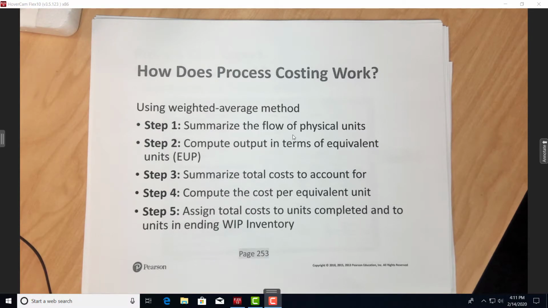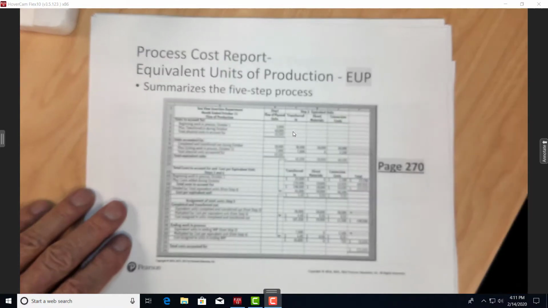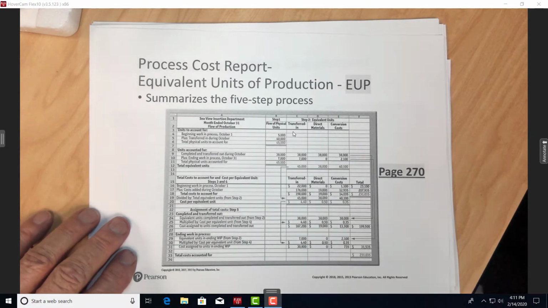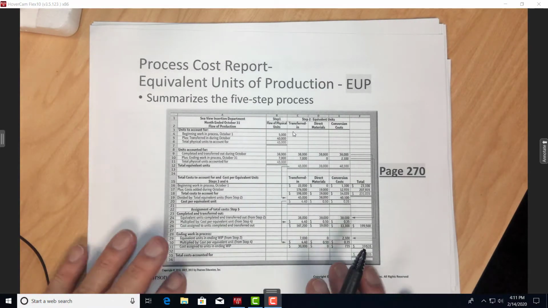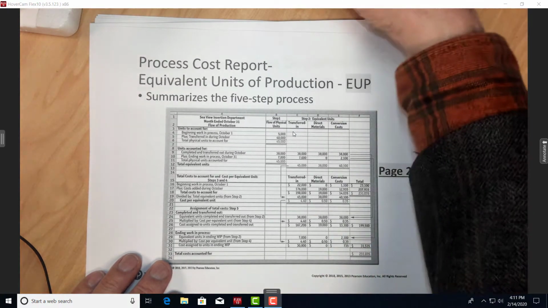In any case, step 1 is summarize the flow of the physical units. Step 2, compute the output in terms of equivalent units, EUPs. Step 3, summarize total cost to account for and compute the total cost per equivalent unit, and step 4, assign the total cost to the units completed and units in ending inventory.